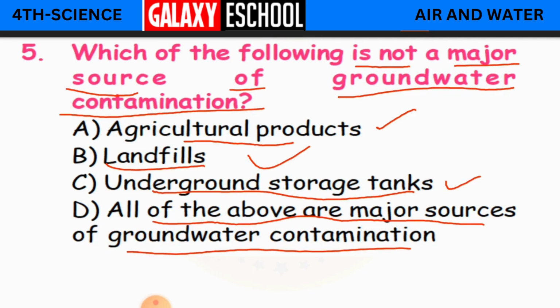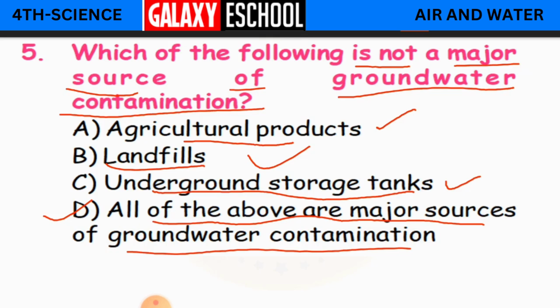Why? Because all these chemicals, minerals, fertilizers, pesticides, when the rain comes, along with the rainwater, even these also go inside the ground. Inside the ground, it is going to mix up with the groundwater. So hence the groundwater gets polluted, that is contaminated. So that is why D answer is the correct one. D option, that is all of the above are major sources of groundwater contamination.